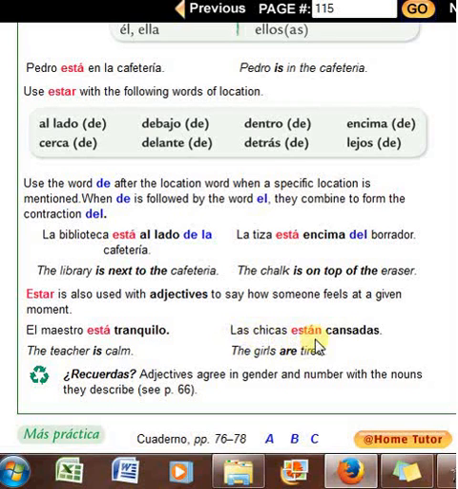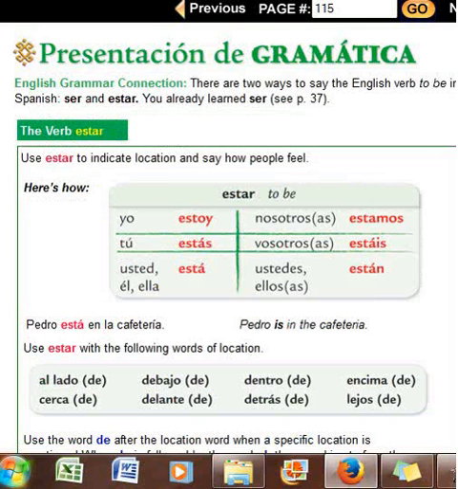Las chicas están cansadas. Okay, cansadas, the girls are tired. It's a temporary feeling or condition. So, I have to use the verb estar. Now that we know the uses for the verb estar, it's very important that you memorize this verb. Estoy, estás, está, estamos, están.